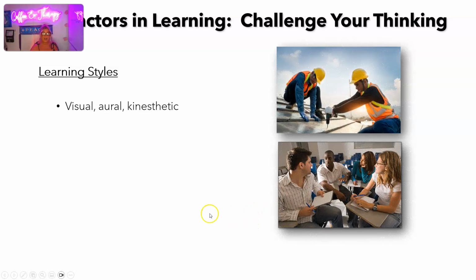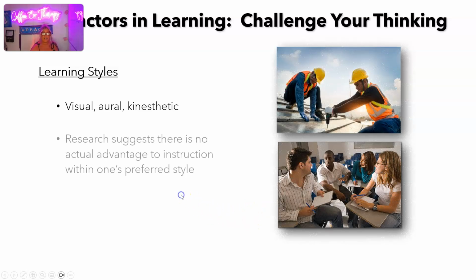All right, learning styles. We've got visual, oral, and kinesthetic. So you see things, you hear things, you have hands-on. Research suggests there is no actual advantage to instruction within one's preferred style. Meaning you might be more visual, you might be more auditory, but we need a lot of things to really learn fully.